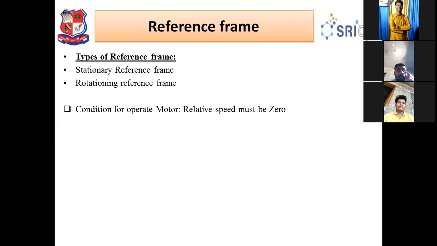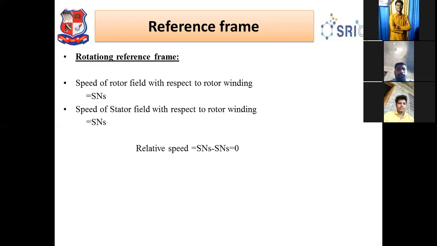Types of reference frame: stationary reference frame and rotating reference frame. For any measurement, relative speed must be 0 to operate. Rotating reference frame: in the rotating reference frame, the speed of the rotor field with respect to the rotor winding is Sn, and the speed of the stator field with respect to the rotor winding is Sns. So the relative speed in the rotating reference frame is 0.